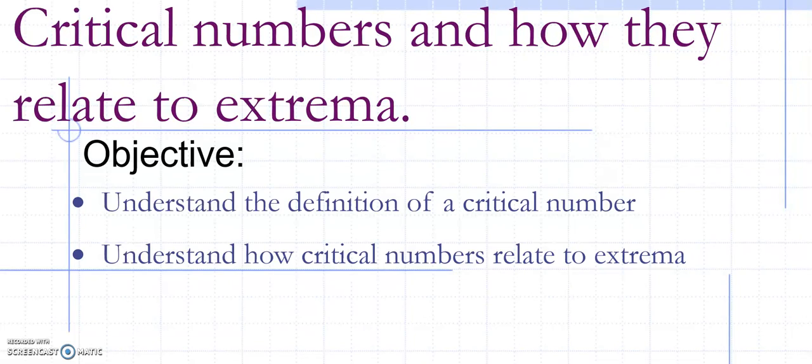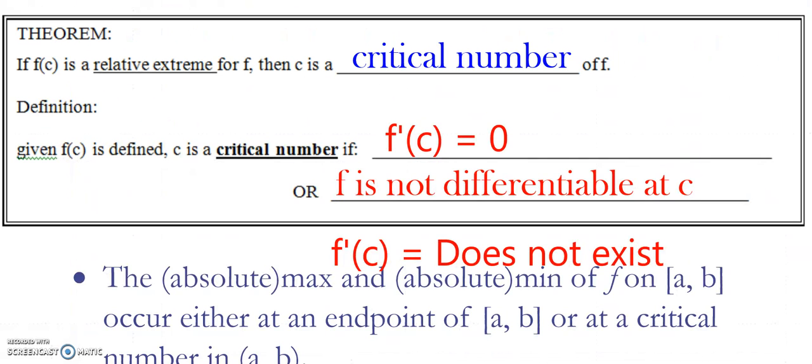A few more definitions: critical numbers and how they relate to extrema. So we need to understand what a critical number is first. If f of c is a relative extrema for some function f, then c, the location where the extrema happens, remember this is the x value, is a critical number of f. That is of f, that's not "off", just so you know.